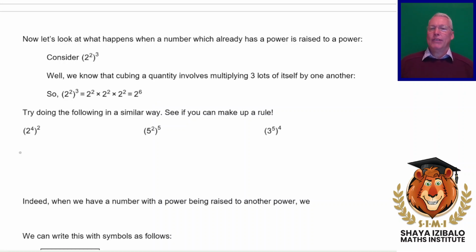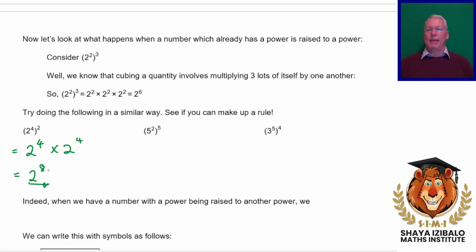Okay, so let's do another one. 2 to the 4 squared. Well, that means 2 to the 4 times 2 to the 4. And what is 2 to the 4 times 2 to the 4? If you're not sure, write them all out. How many 2's are multiplying together here? That's right, 4 of them. And here another 4. How many altogether? 8 of them.